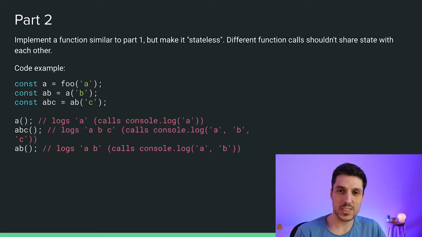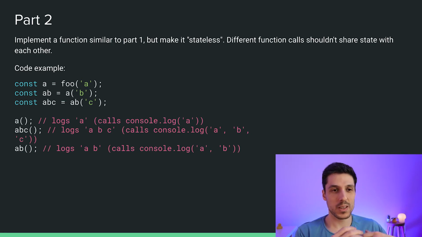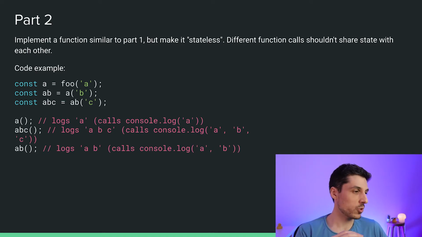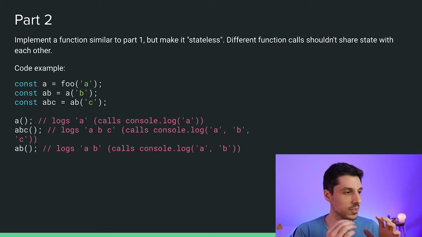Now, part two of the challenge is a little bit more difficult. What you have to do is make a function that works similarly to how part one worked, but in this case, you have to make it stateless. And what that means is something like what the code shows on the screen. So in this version, the state of one function call can't be mixed up with the state of another function call, where depending on your implementation for part one, the code on the screen right here may not be working.